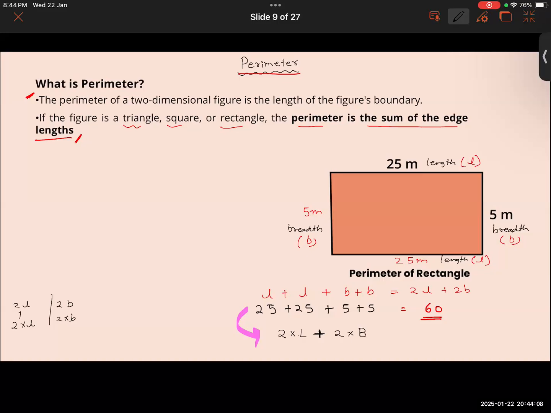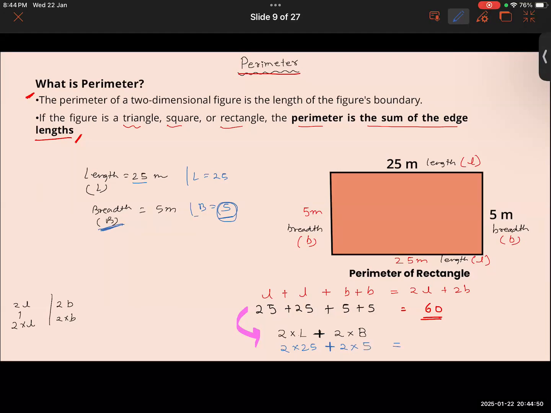So what is the value of L here? It's 25. In the given figure, the length, that is L, is 25 meter. What is the breadth? Breadth is 5 meter. So all you have to do is write 25 in place of L: 2 times 25, because L here is given as 25. Now L is equal to 25 and B is equal to 5. And write down the plus sign. And in place of B, write 5, because breadth, that is B here, is 5.